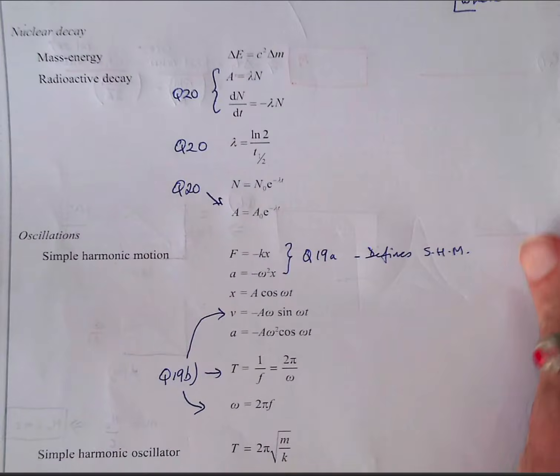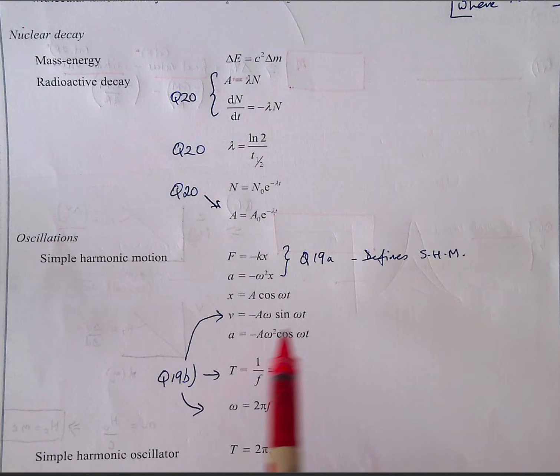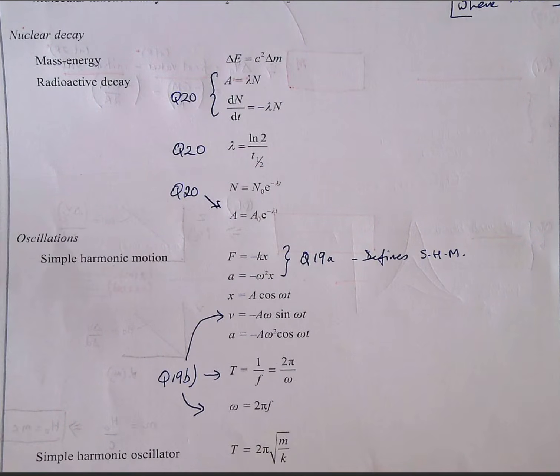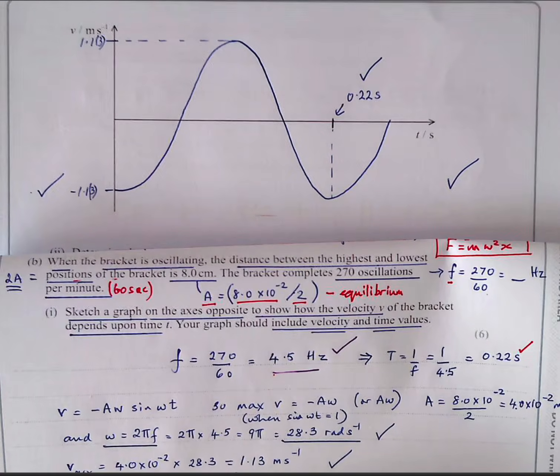So here are the equations for oscillations. It's question 19b. So we can use this, and remember omega is 2 pi f. We've already used this, so they're putting quite a lot of the equations in there, and they've just asked us about the restoring force, defining simple harmonic motion. So question 19 is all about simple harmonic motion, and uses almost all the equations.